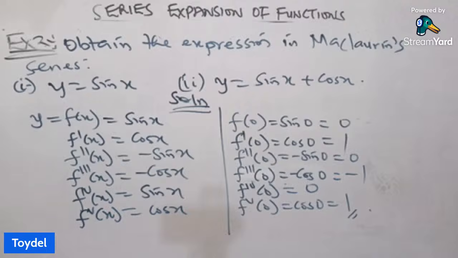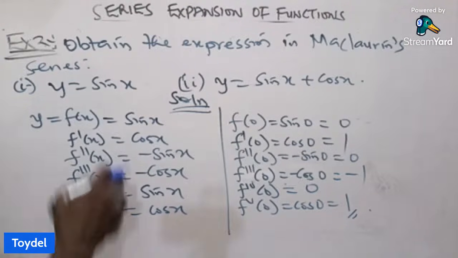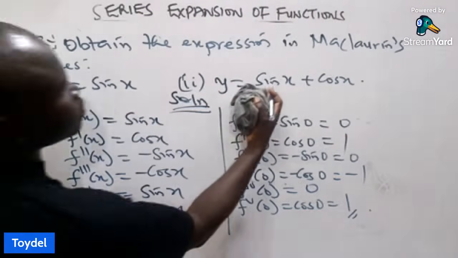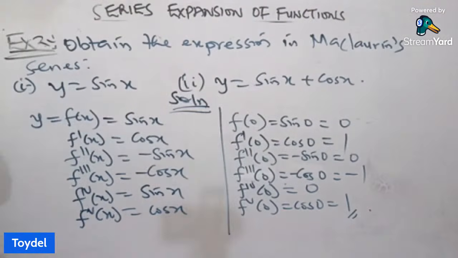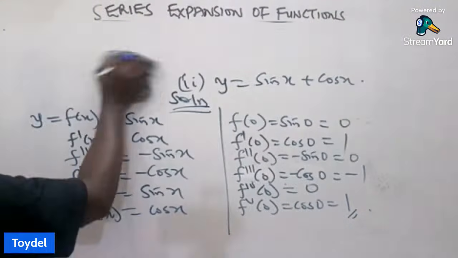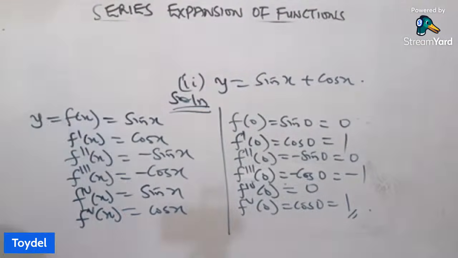So we now generate the series. Once we get this, we are going to generate the series. So how do we generate the series? Under Maclaurin series, what do we do? That's what I'm about to write now. I'm going to solve this first one. Then you'll be asked to, well, if time permits, we can still do the second one. Or you just go and try the second one. Then we'll meet at the comment section.